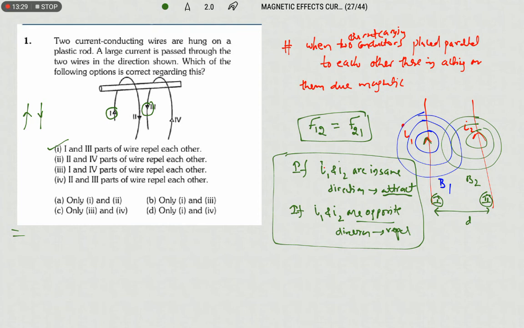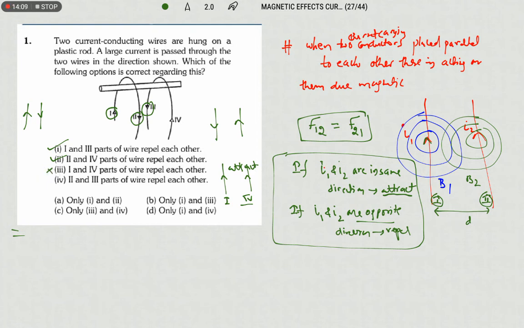Now let us see the second option. 2 and 4 parts of the wire repel. The second wire carries the current in the downward direction, the fourth wire carries the current in the upward direction. Therefore again they are in opposite directions, so they are going to repel. Now the third option: 1 and 4 parts of the wire repel each other. Both are carrying the current in the same direction. If the current is in the same direction, they will attract. So this will not be our option.